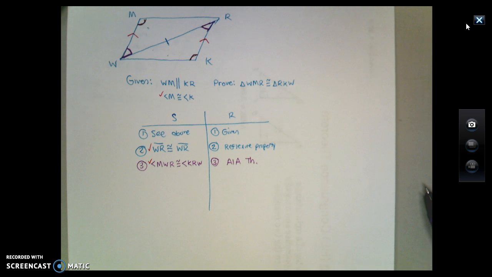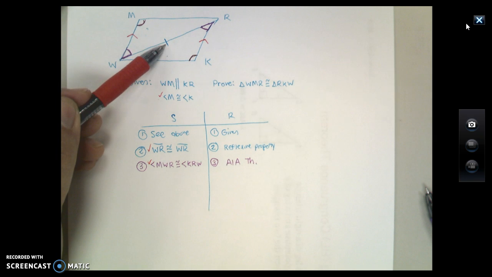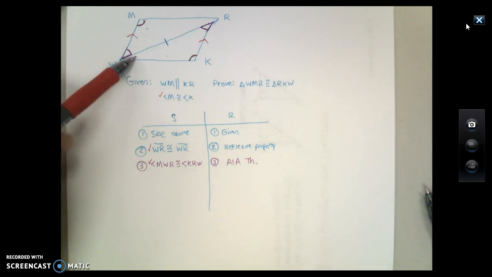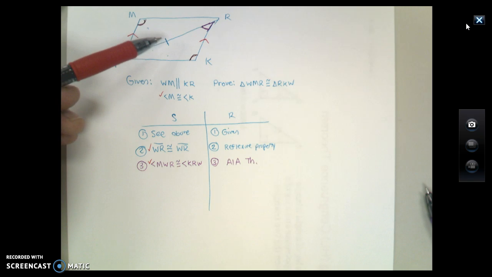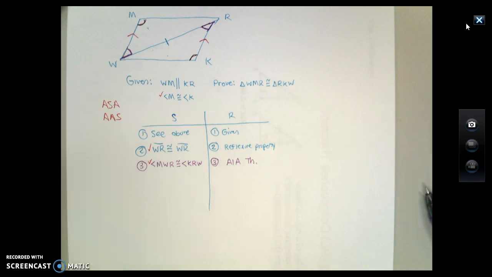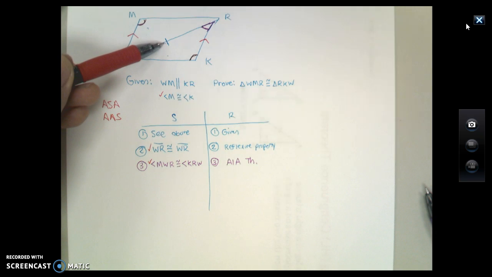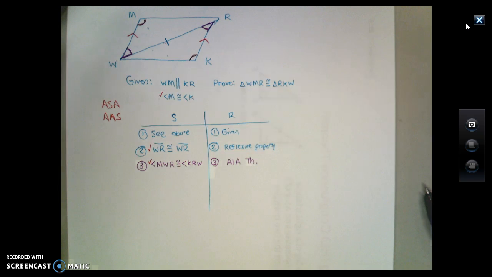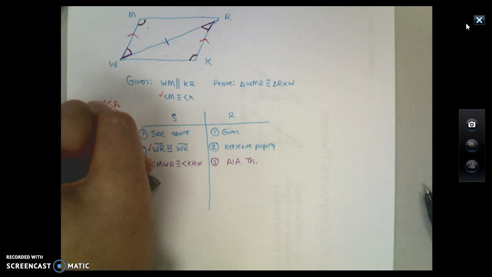All I got to do now is give some sort of a reason for this. So I know M and K are the same from my given. I know WR and WR are the same because of my reflexive. And I know these are the same because of alternate interior angles. So I have two angles and a side. The question is, is it ASA or AAS? And the key to answer that question is, is the side between the two congruent angles? And that answer is no. So this is the right answer, AAS. So I'm going to be able to say, hey, guess what, guys?